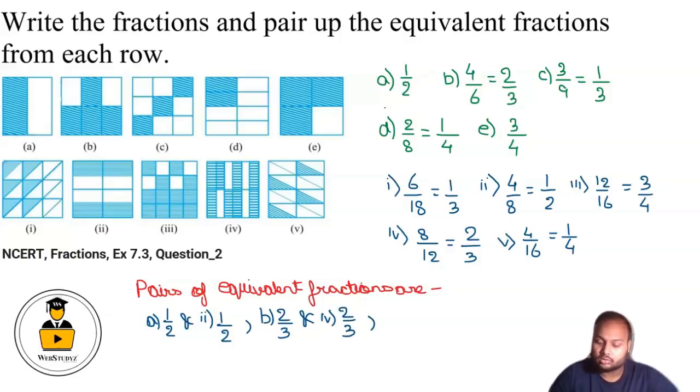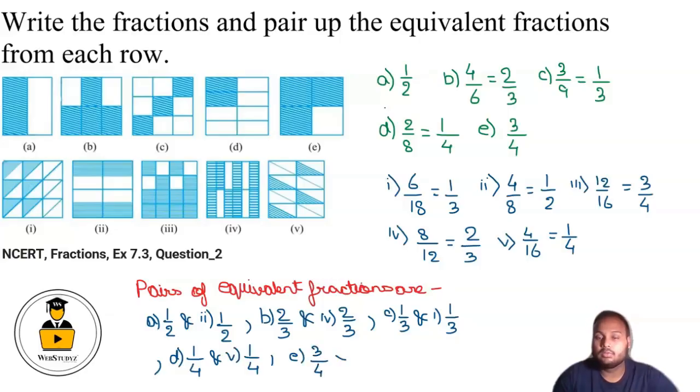Then the third pair is the C part, which is 1 by 3, and from the below one, which is 1 by 3. Next pair is the D part, which is 1 by 4, and from the below we get the fifth one, which is also 1 by 4. The last one left is our last pair, which is the E part 3 by 4, and from the below one the third part, which is 3 by 4.